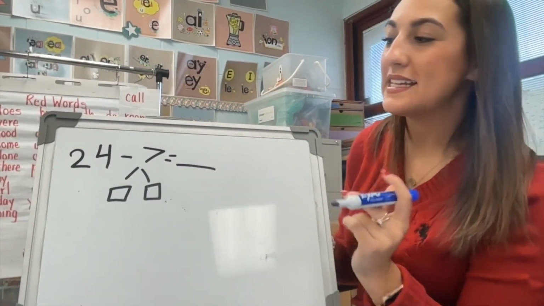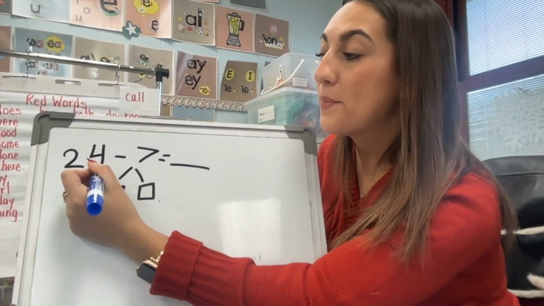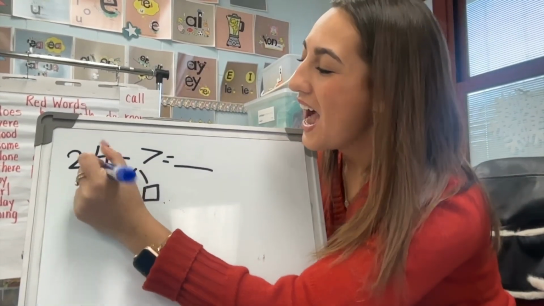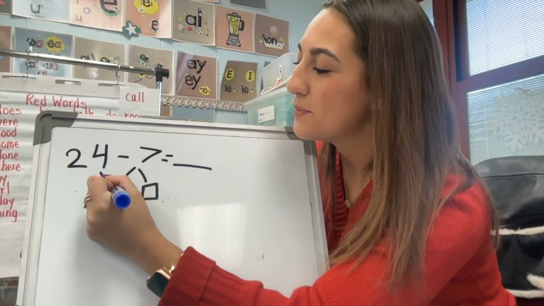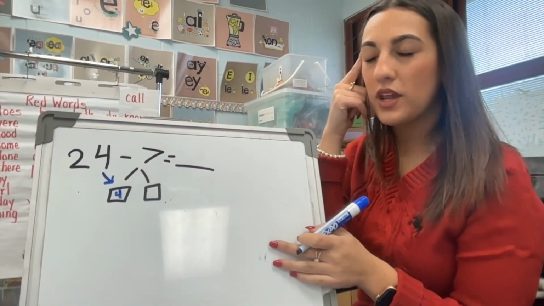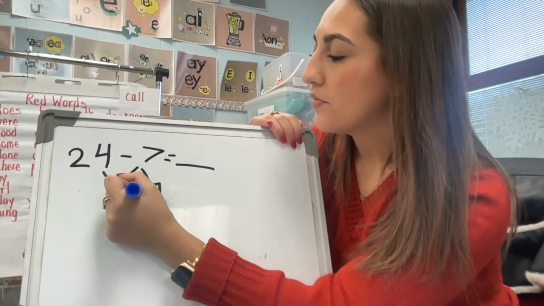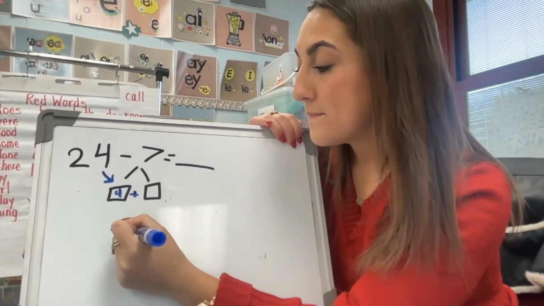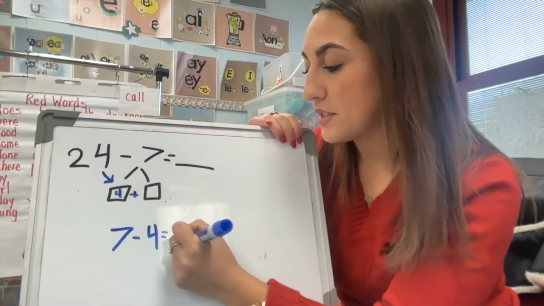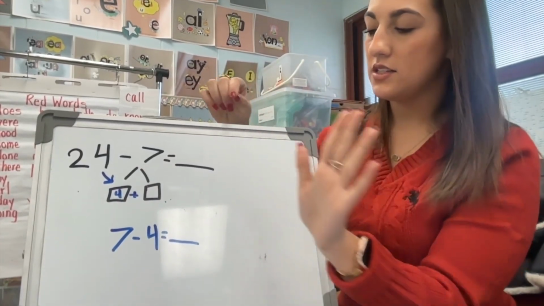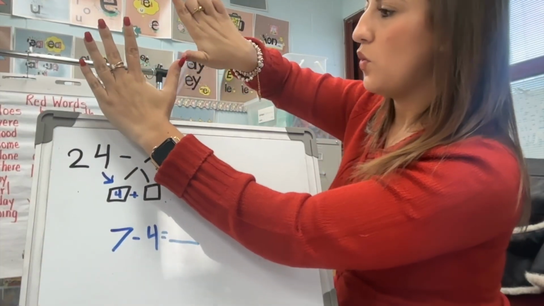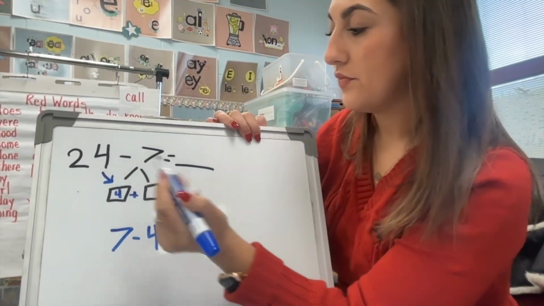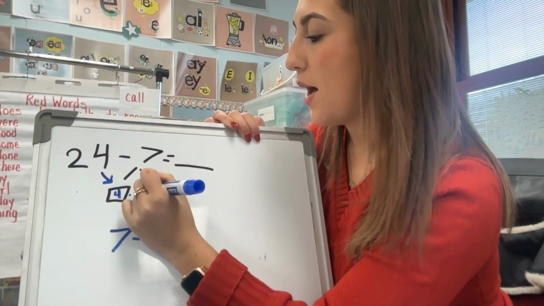Now I am looking at my 7. I'm going to take my ones value from 24. How many ones are there in 24? 4. I'm going to drag that 4 into this box to break apart my 7. Now I'm going to think, what number, 4 plus what, gives me 7? Or 7 minus 4 equals what? I'm now going to do it on my fingers. 1, 2, 3, 4, 5, 6, 7. 1, 2, 3, 4. I have 1, 2, 3 left over. So I know that when I break apart 7, I'm going to have a 4 and a 3.